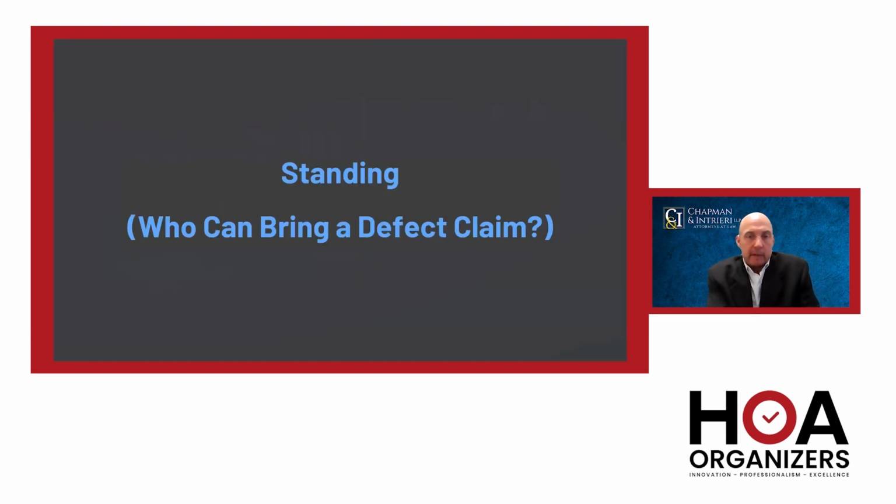Next thing we're going to talk about is a legal term, standing. The term standing refers to the party that has the right to bring a claim, or the party that has suffered the damages as a result of a construction defect. And in terms of a claim for a homeowners association, typically what we're talking about is, does the HOA or the homeowners association itself have standing to bring the claim, or do the homeowners need to bring the claim?